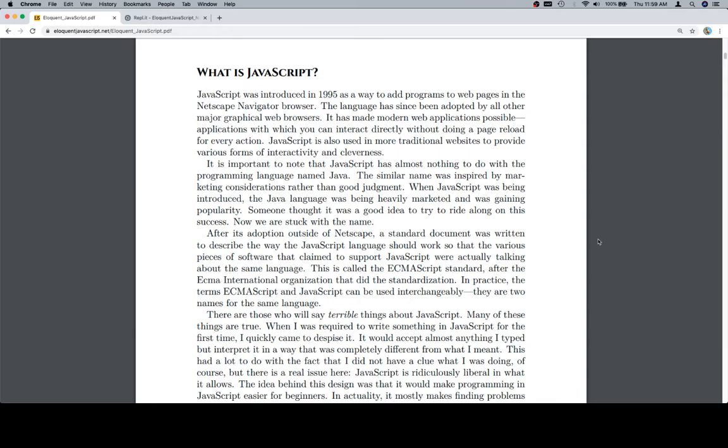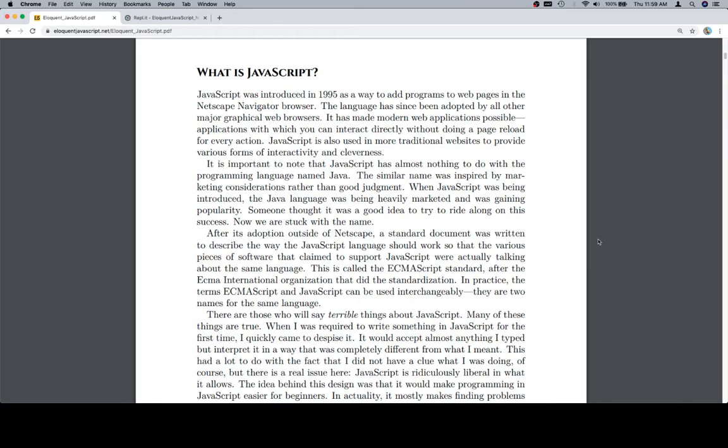JavaScript was introduced in 1995 as a way to add programs to web pages in the Netscape Navigator browser. The language has since been adopted by all other major graphical web browsers. It has made modern web applications possible, applications with which you can interact directly without doing a page reload for every action. JavaScript is also used in more traditional websites to provide various forms of interactivity and cleverness.